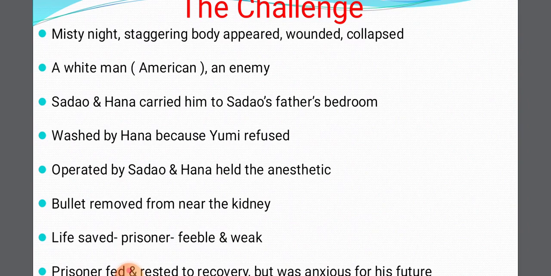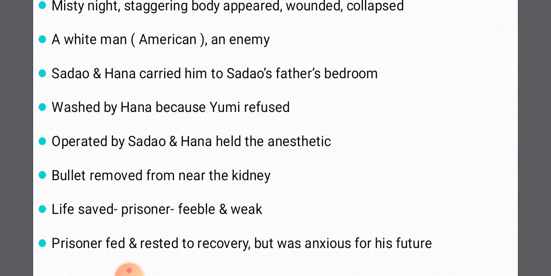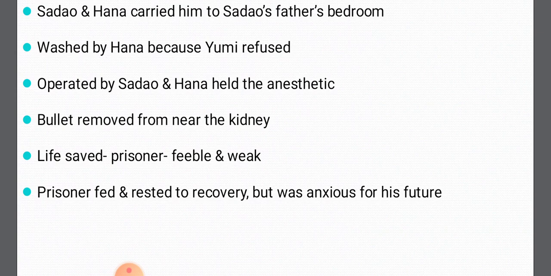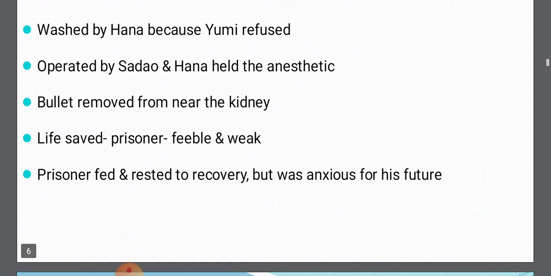Sadao and Hana carried him to Sadao's father's bedroom. Washed by Hana because Yumi refused. Yumi was their servant, she refused to do that. Operated by Sadao, Hana held the anesthetic. Now bullet removed from near the kidney of that white man, the American man. Life saved. Prisoner feeble and weak, definitely after the operation. Now prisoner fed and rested to recovery, but was anxious for his future.